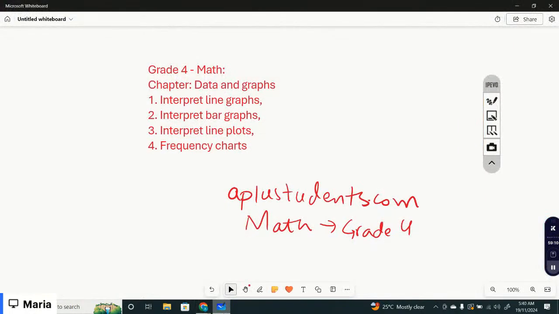So we were working on grade 4 math. The chapter we were working on is data and graphs. The lessons we have covered today are interpret line graphs, interpret bar graphs, interpret line plots, and frequency charts.